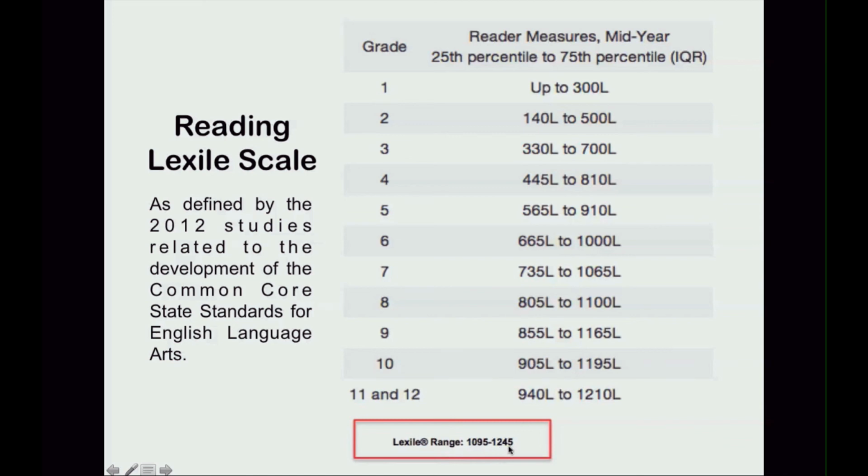Again, comparing this to national averages shows that this student is reading at a level equivalent to the average 11th or 12th grader. Again, a very impressive score for this student.